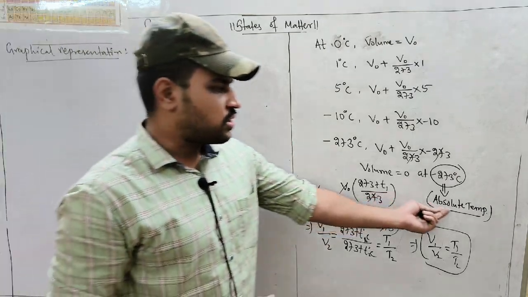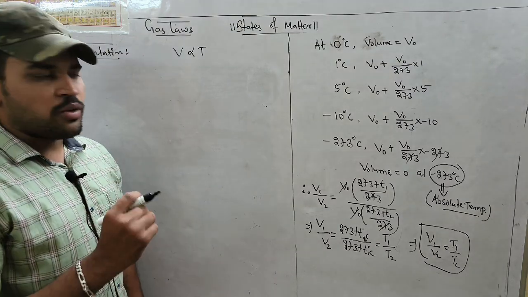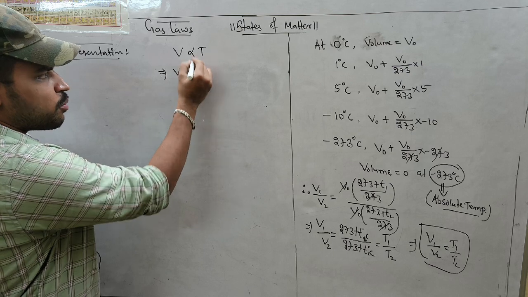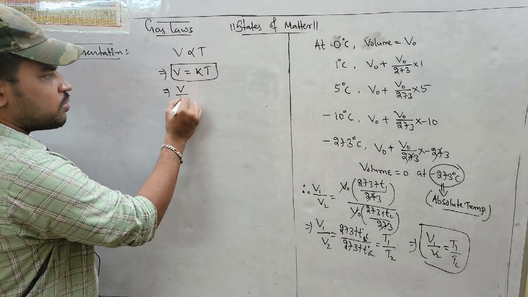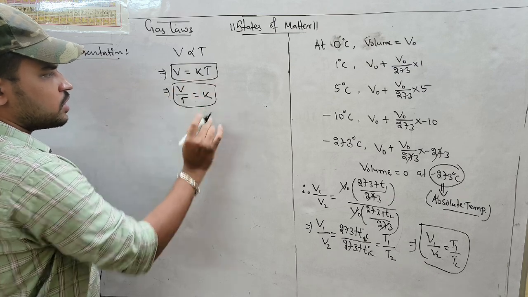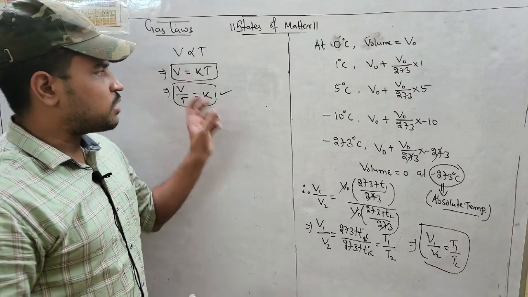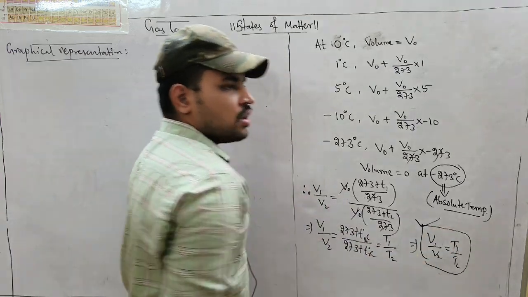The absolute temperature, what is that? Minus 273 degrees centigrade. That means there is 0 kelvins. So in this case, when you lift the proportional symbol, we have to multiply by a constant, that is k, and finally we can write V by T is constant k. Is it clear? So this is the Charles law from the mathematical point of view, and this is very important for solving the numericals.